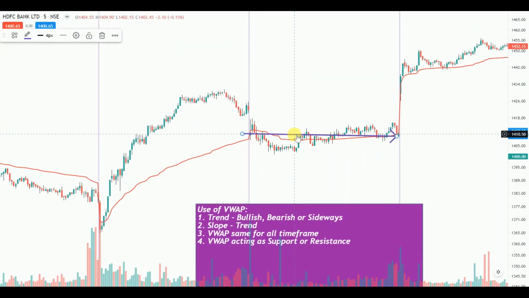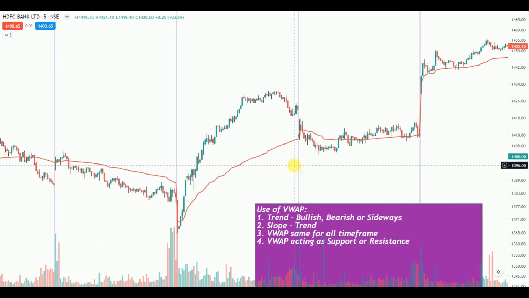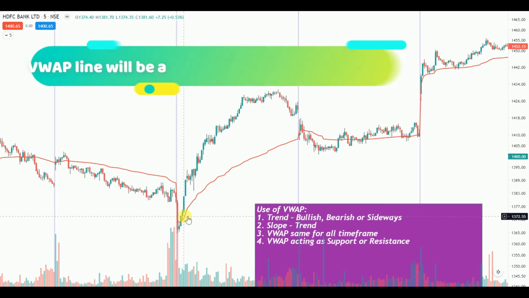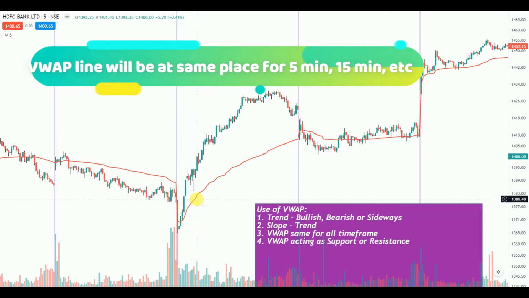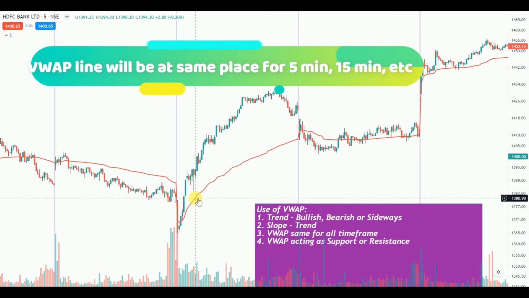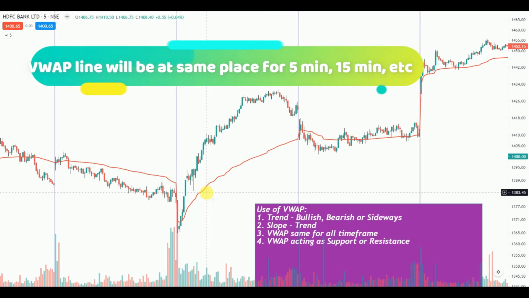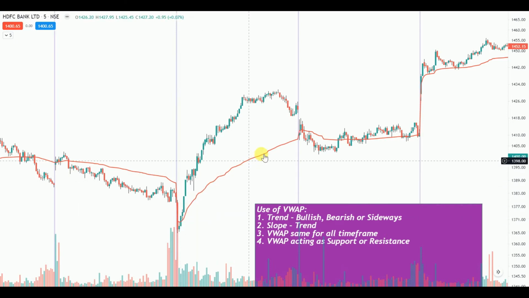The third point to note about VWAP is that the VWAP indicator is the same for all the time frames of the intraday. Unlike moving averages, it does not move away from the price. It remains fixed for all the time frames.